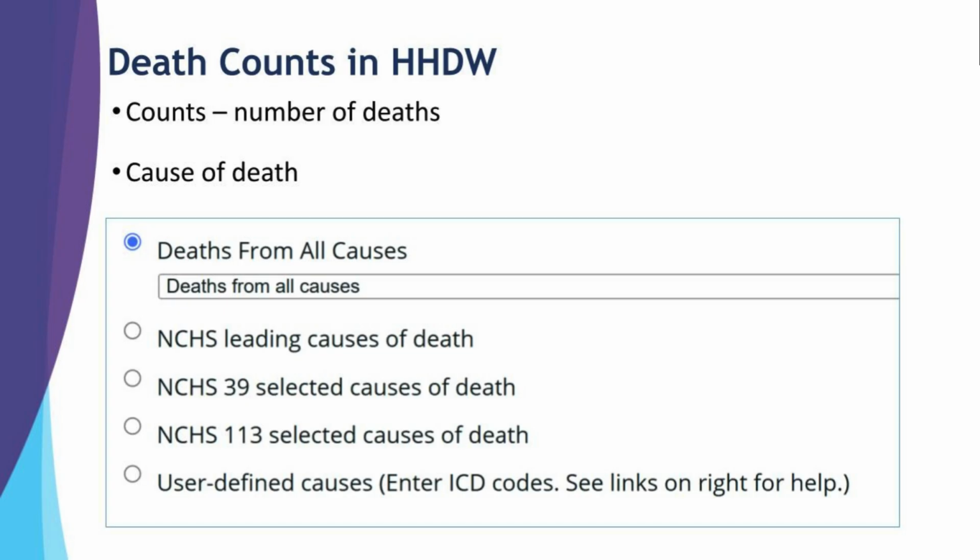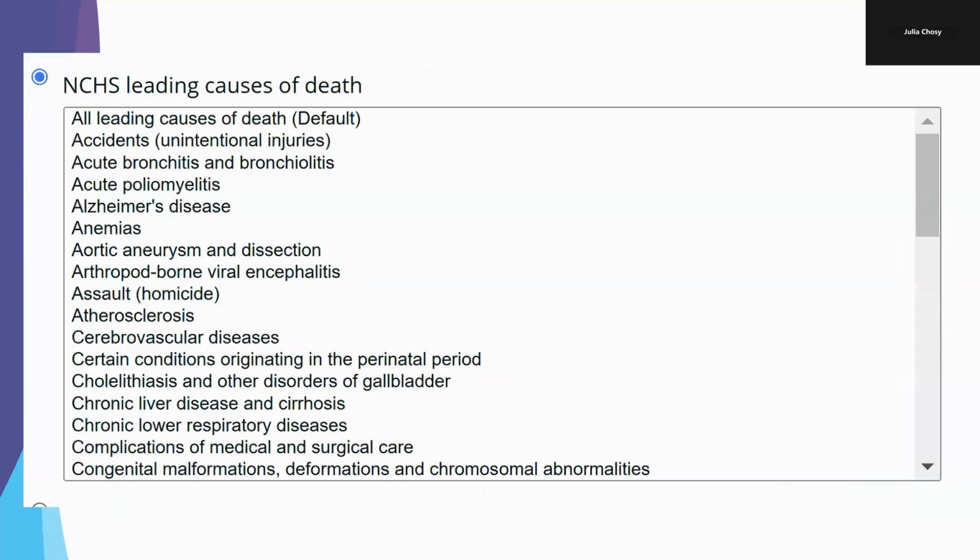In HHDW, there are 5 options for choosing the cause of death. The first is death from all causes, and the next 3 are grouped causes of death from the National Center for Health Statistics. And then the last option is to enter in your specific ICD-10 codes that identify your cause of death of interest. Taking a closer look at those National Center for Health Statistics causes of death, you'll find a list of causes of death from which you can select one or more options. The NCHS leading causes of death include the top 51 causes of death, while the list of 39 or 113 offer a selection of options from which you can choose one or more.